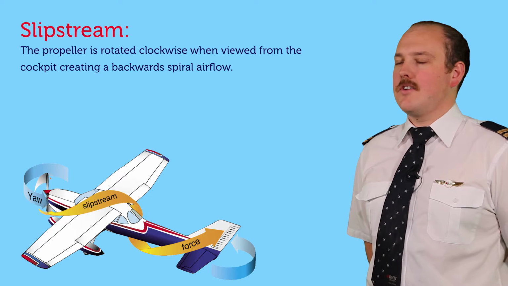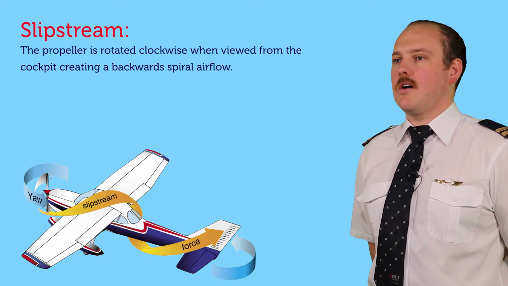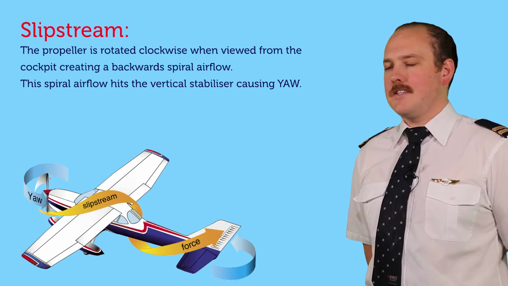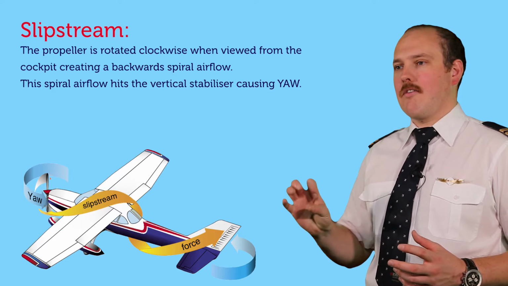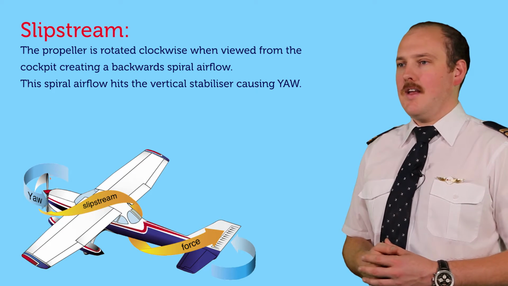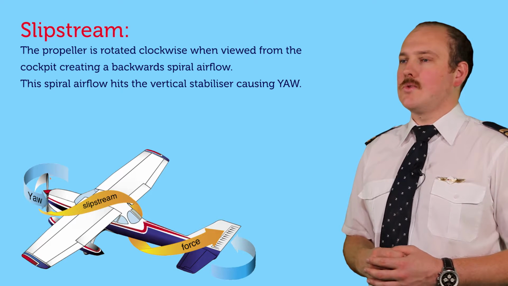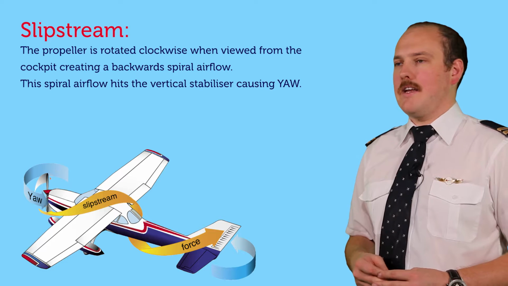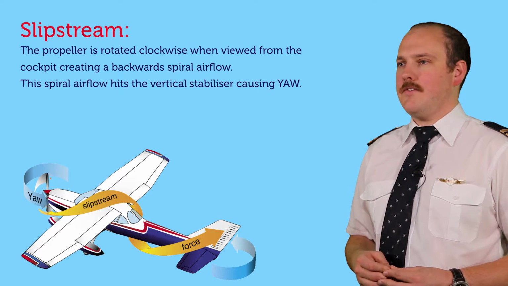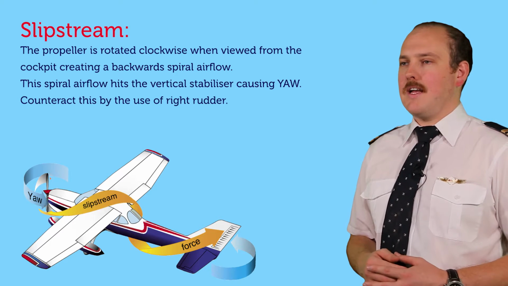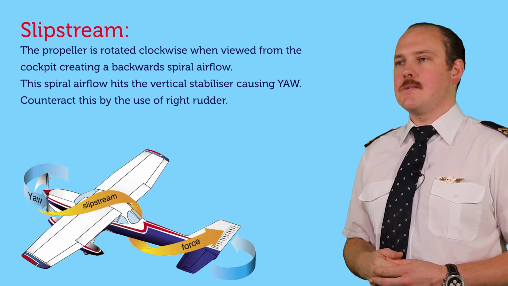Now, the propeller is rotated clockwise when viewed from the cockpit, creating a backward spiral airflow. As you can see on the picture, the airflow is being pushed back around the fuselage and it's spiraling around it, and it hits the horizontal stabilizer or the rudder on the left-hand side. As a result of that, it will cause the aircraft to yaw to the left. And a good way to overcome that as a pilot is to increase the right rudder as you increase power.